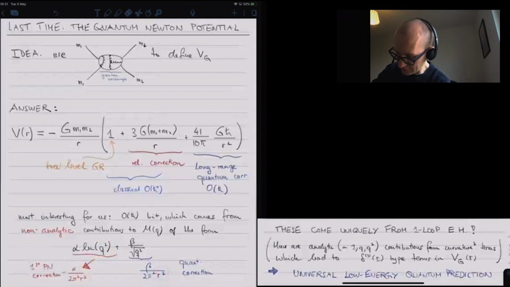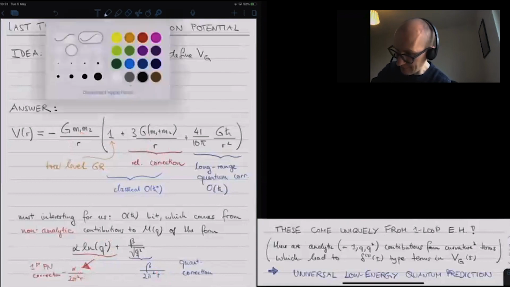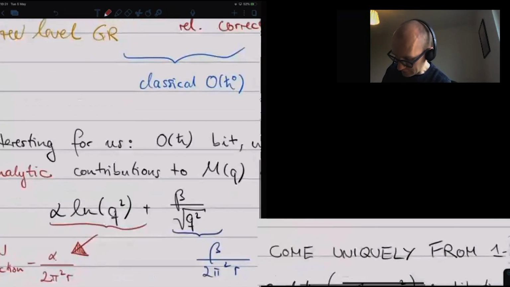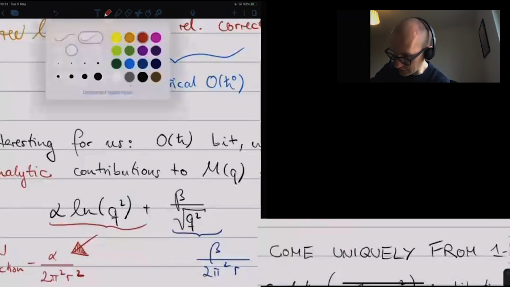It's just that I seem to have written the wrong powers here, right? Because we say this one goes like 1 over R squared, and this one goes like 1 over R cubed. So I think I got the powers wrong here. Let me just correct that. Apologies. So we said this was going to be 1 over R squared, and this was going to be 1 over R cubed.